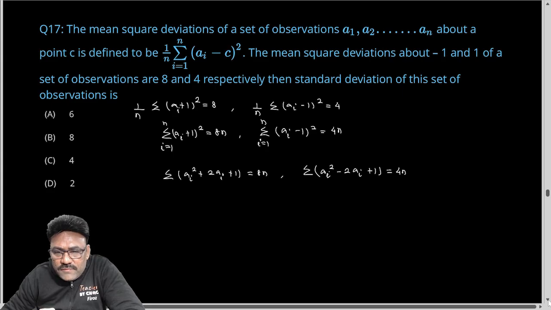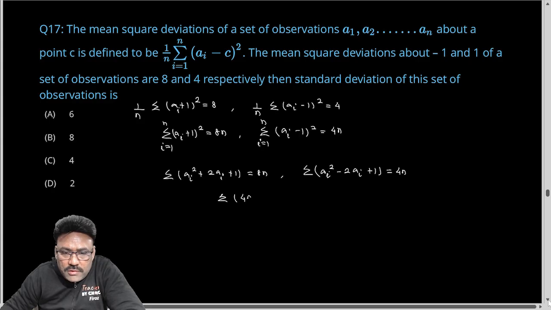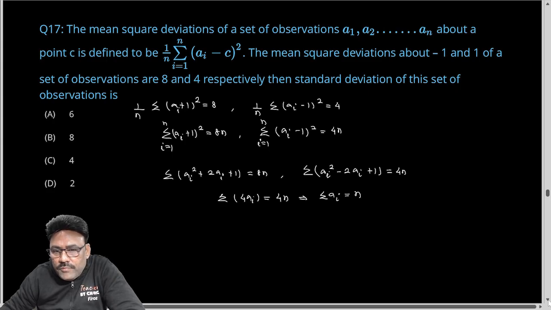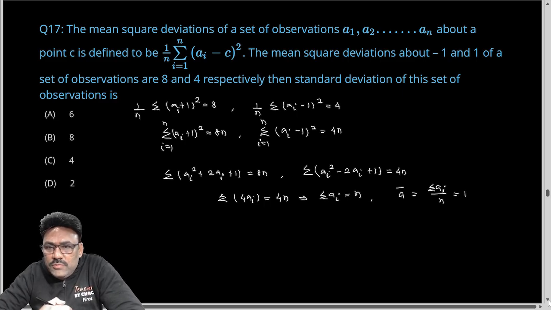If you subtract the second one from the first one, just subtract the second summation from the first summation, so you will get sigma 4ai is equal to 4n. This gives you sigma ai is equal to n, and hence mean, a bar, that will be sigma ai over n, which is 1. So mean of these a1, a2, an is 1.